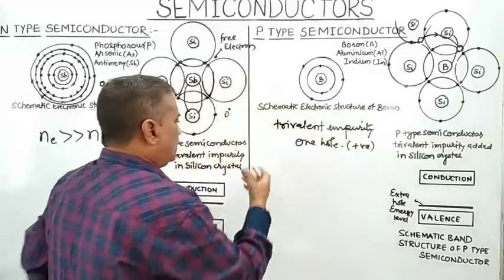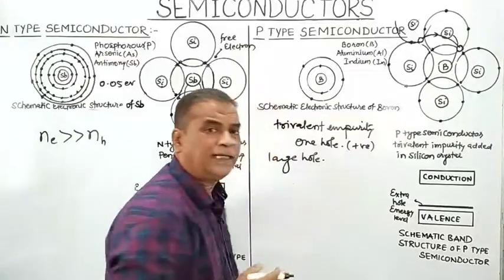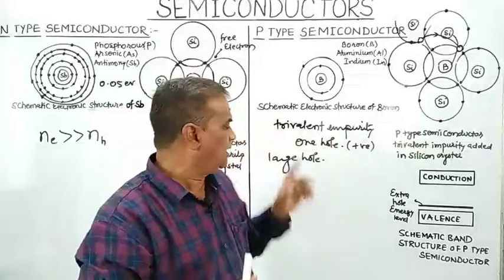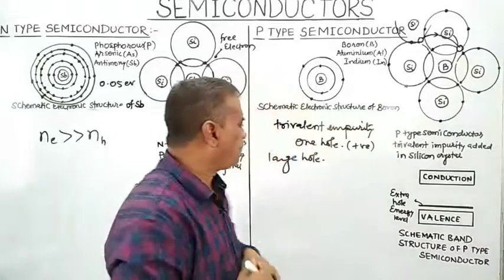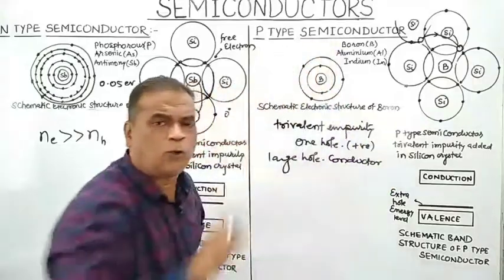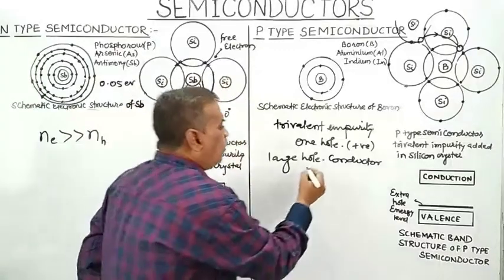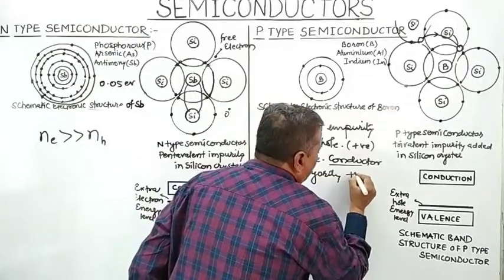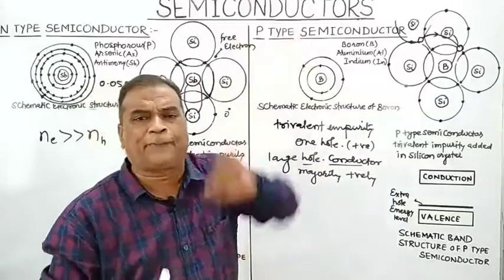It means a large number of holes are available for conduction of electricity. Any trivalent doped semiconductor crystal has a large number of holes made available for conduction of electricity. Here, in a trivalent doped semiconductor, holes are the majority charge carrier for conduction of electricity, and as holes are nothing but positively charged particles, we call it a p-type semiconductor.